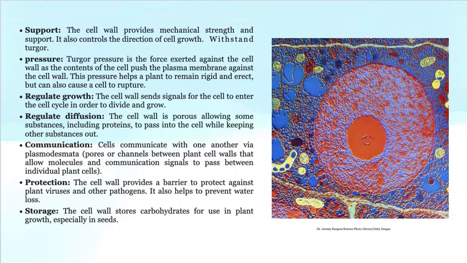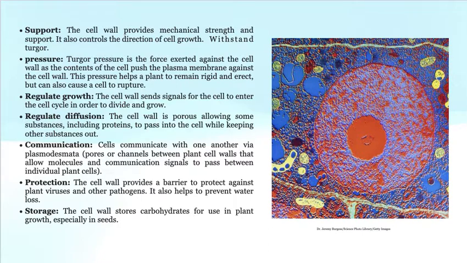So the functions of the cell wall are support, pressure balance, regulating growth, regulating diffusion, communication, protection, and storage. Let us understand them one by one. The cell wall provides mechanical strength and supports the cells. It also controls the direction of cell growth and withstands the turgor.